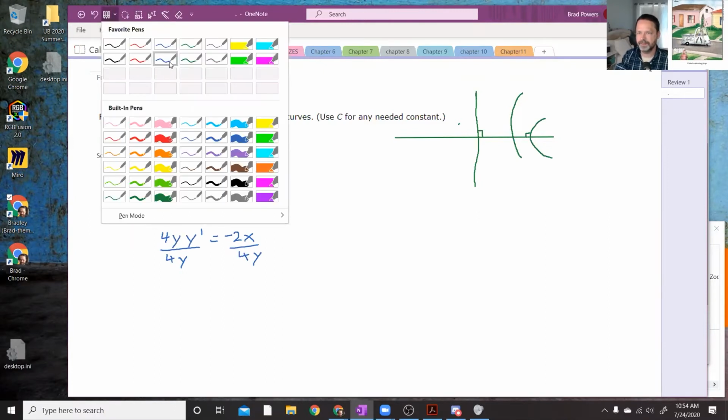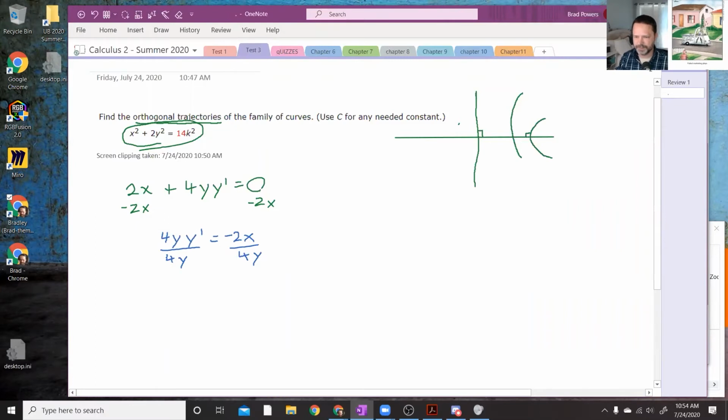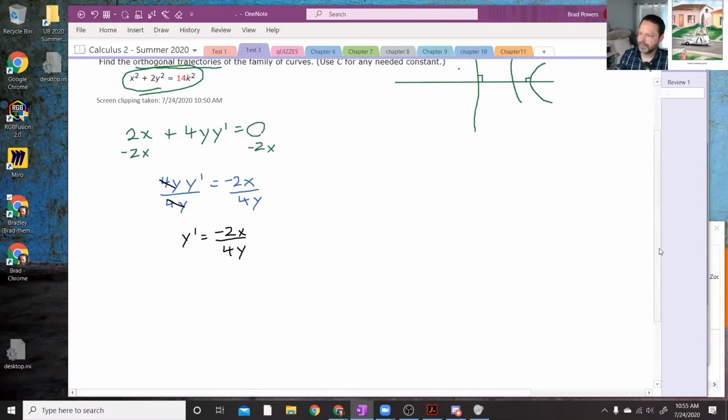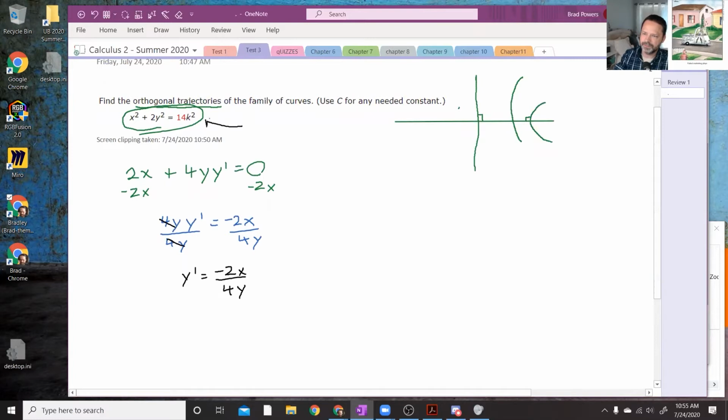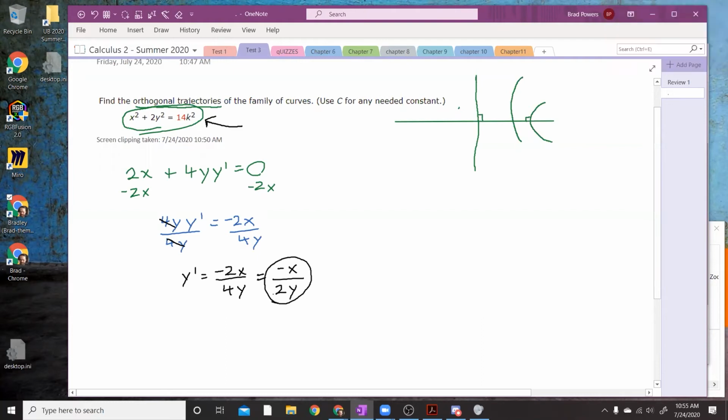And I have found the derivative of this family of curves. It is going to be negative 2x over 4y. That is the derivative of any curve of this form right here. That's the slope at any point, for any point x and y. How are we doing so far? Is that okay, guys? Yep, it is. Okay.